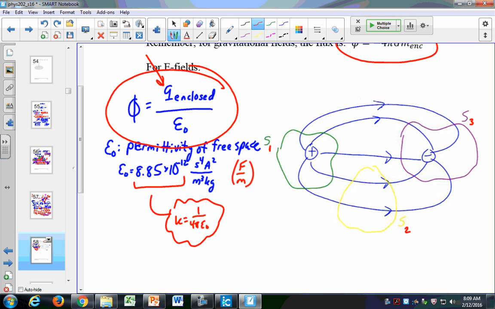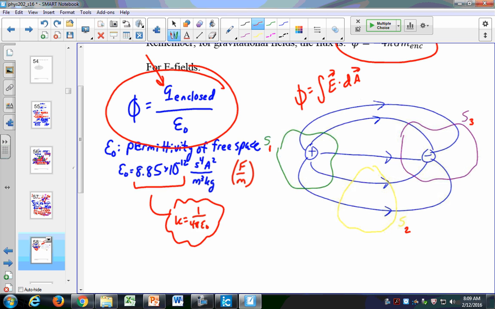Remember, our flux is defined as the integral of E dot dA. So if I have a positive flux, the net electric field will be emanating outward from the surface. If I have 0 flux, then I'll have the same amount of flux going in as I have coming out. And if I have a negative flux, the overall field lines will be going into the surface, so they'll be opposite the area vector.